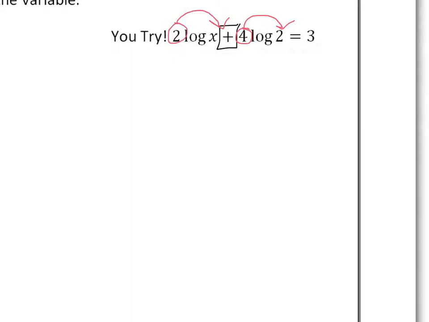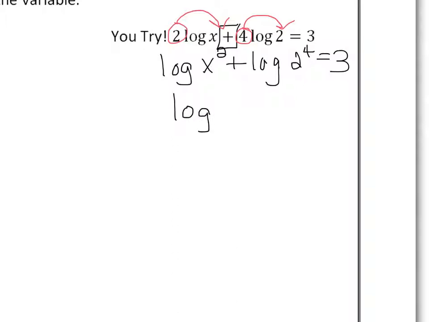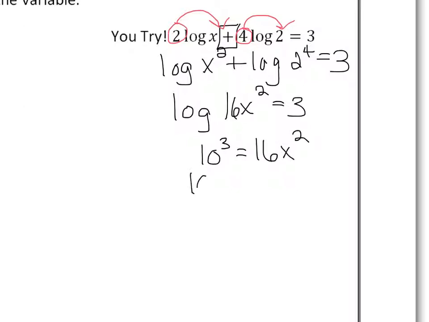So as you rewrote this, we have log of x squared plus log of 2 to the 4th. Adding means we're going to be multiplying. And when I multiplied the 2 to the 4th times x squared, 2 to the 4th was 16, so 16 times x squared equals 3. Now I can put this into exponential form. There's no base, which means we have the base of 10. Exponent is 3. 10 cubed is 1,000.